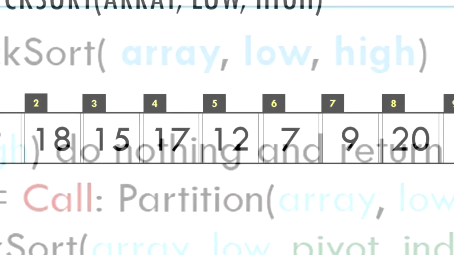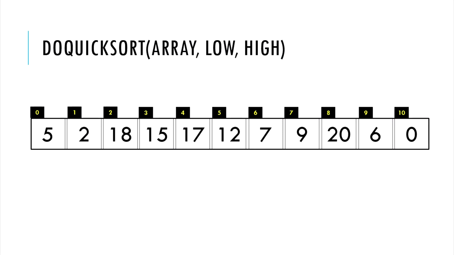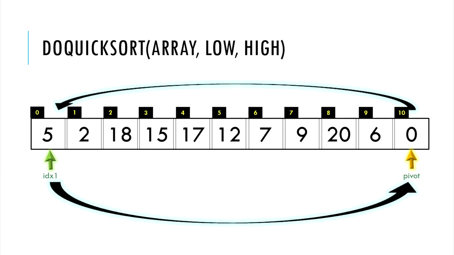Let's look at an example. This is an array with 11 elements. We would call the doQuicksort on the whole array first. Partitioning would set the 10th element as the pivot, 0th element as index 1, and 9th element as index 2. Index 1 element 5 is already greater than pivot of 0. Thus, it does not move forward. Index 2 moves backwards and doesn't find any element smaller than 0. Thus, the swap happens between index 1, that is the 0th element, and pivot.